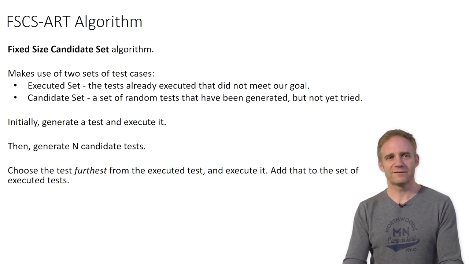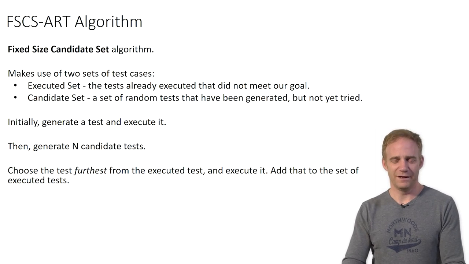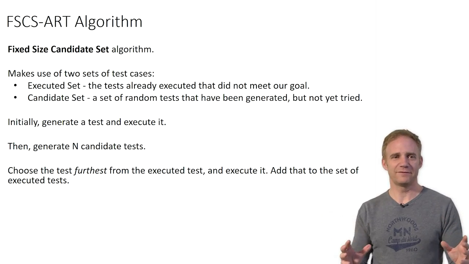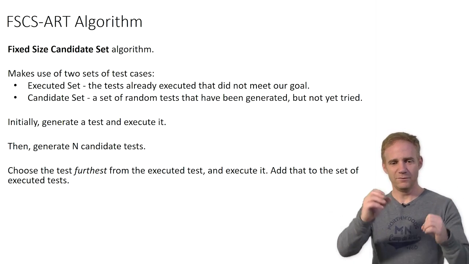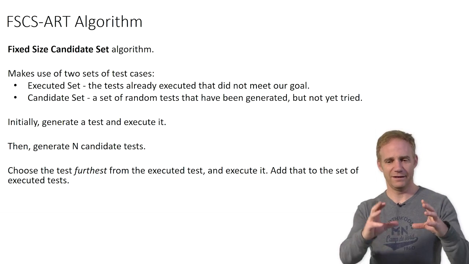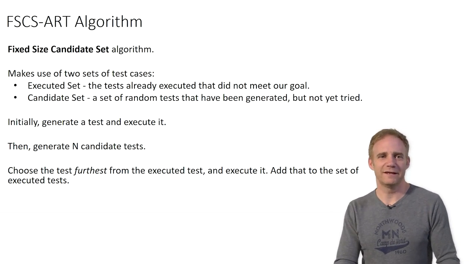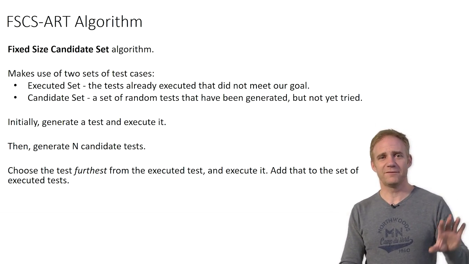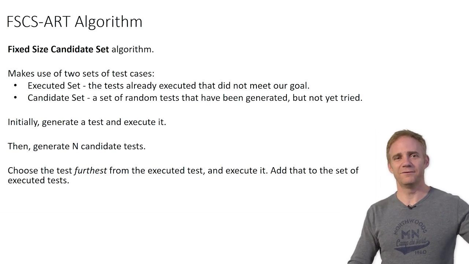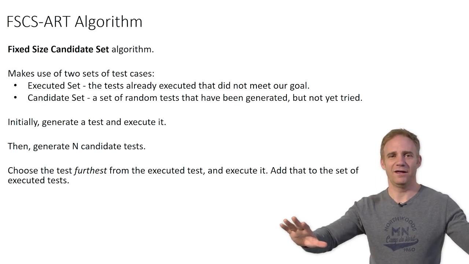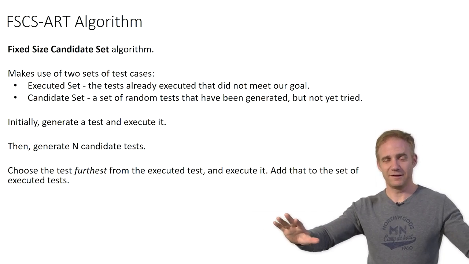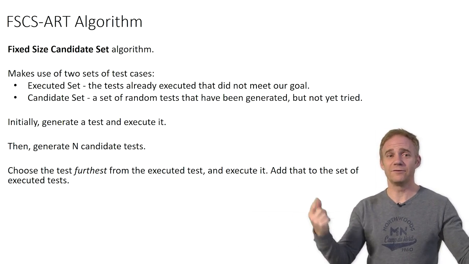So we have a fixed size candidate set. What we do is we say, okay, we're going to fix the size of the suite, and we want to move things around so that we get a diverse suite. So we have two sets of test cases: an executed set, the set of already executed tests that didn't meet our goal, and a candidate set. So these are a set of random tests that have been generated but not yet chosen.